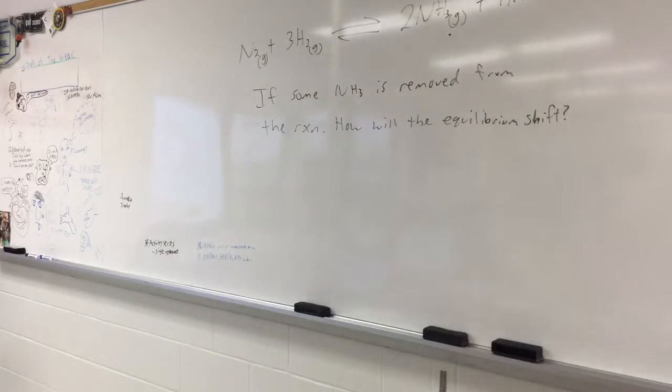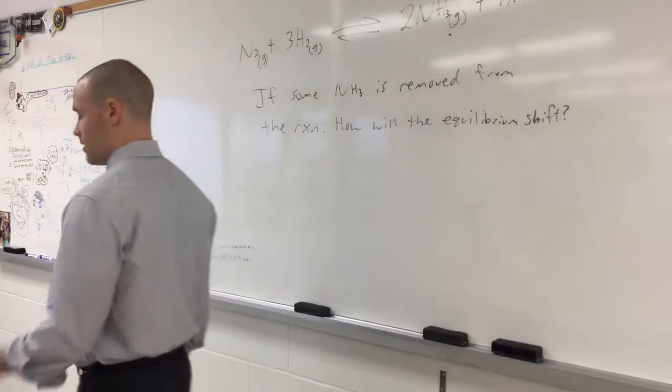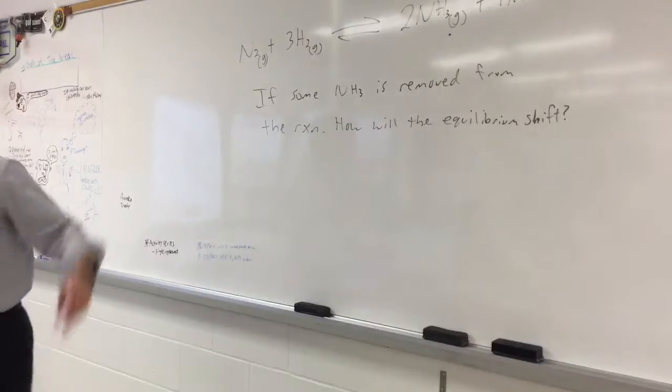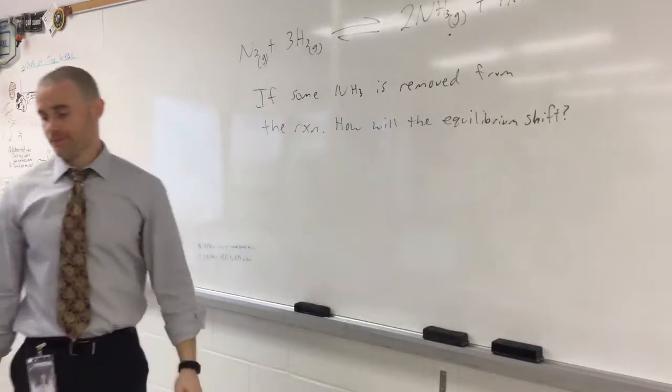Now we're removing some of the ammonia. So it's a 4-to-2 ratio. What if we decrease the 2? What if we change that? Make it a smaller number. Then we don't have the ratio. It's all screwed up. It's not constant anymore. It's not balanced.